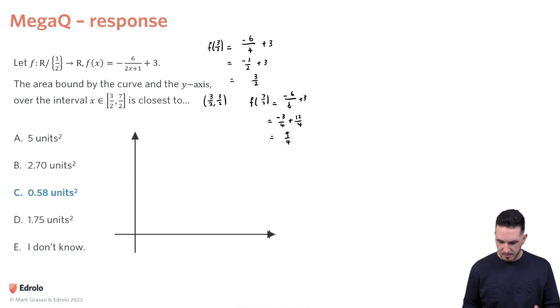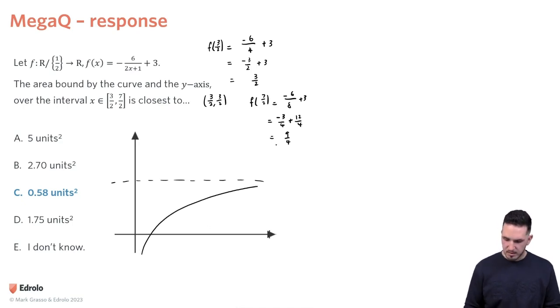So it's been shifted up by 3 units, and we know there's going to be a horizontal asymptote at this point, and it's been reflected, so therefore we will have something looking like so. So let's put that in, probably steeper, but nonetheless, let's not worry about the scale for the time being. So this is going to be 3/2, 3/2, and then we've got 7/2 and 9/4. So what we want to find is the area between this curve and the y-axis.